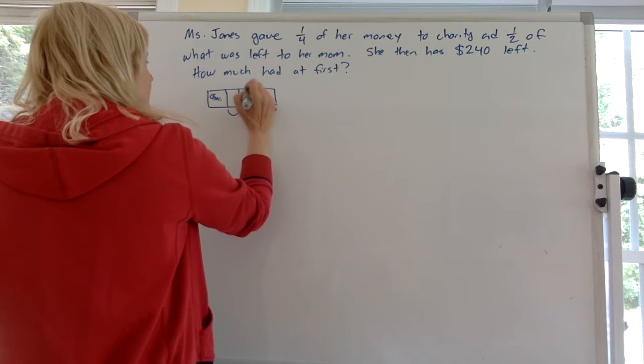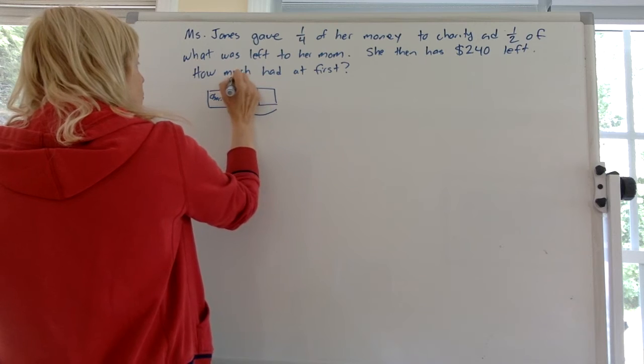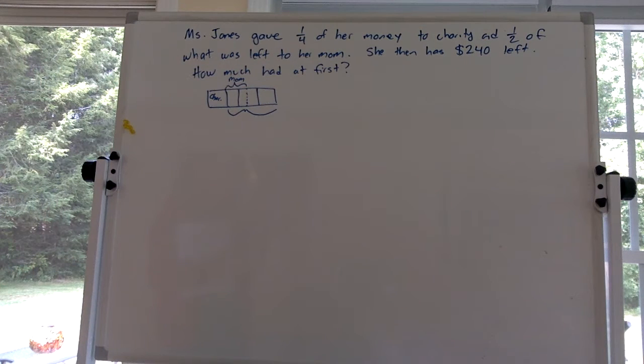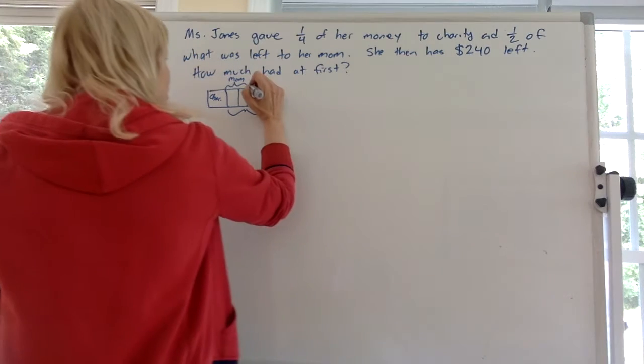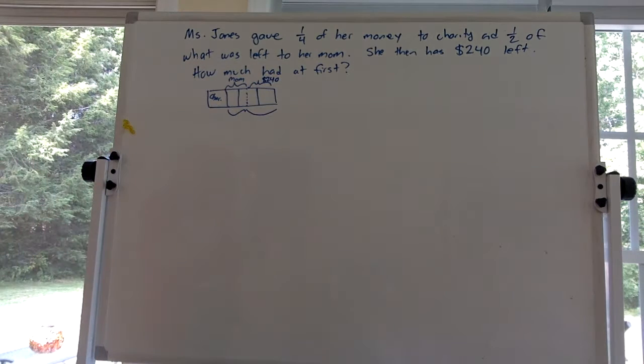So there's 1, 2, 3 blocks. So 1.5 of those blocks goes to mom. And then what was left, that's 240. So the other 1.5 blocks is 240. They want to know how much money she had at first. So see if we can figure it out, guys.